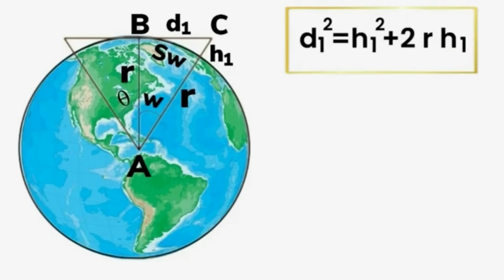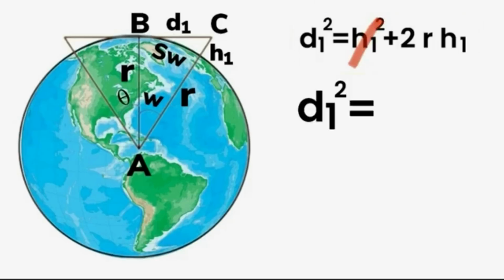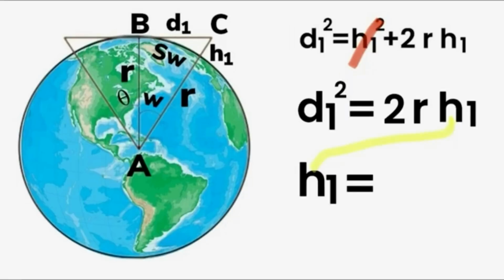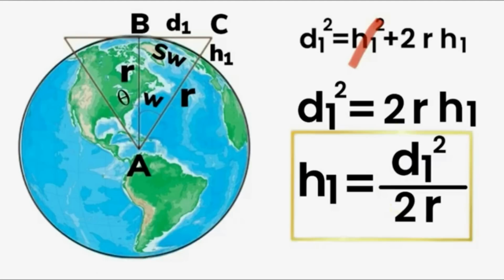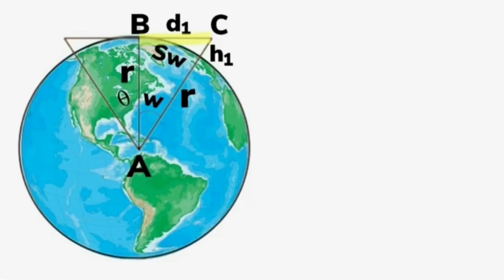At this point, we can go ahead and ignore h1 squared as it is much less than the radius. That leaves us with d1 squared equals 2 radius h1. We're going to go ahead and rearrange the formula so it's written as h1 equals d1 squared divided by 2 times the radius. Remember this for later.